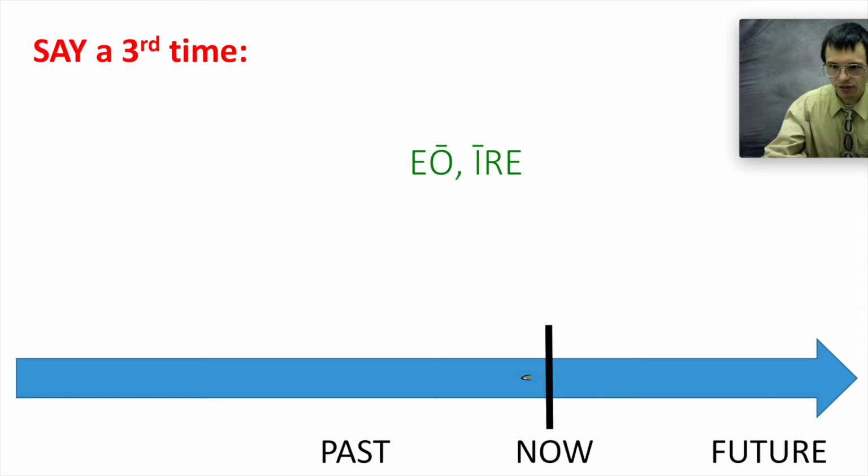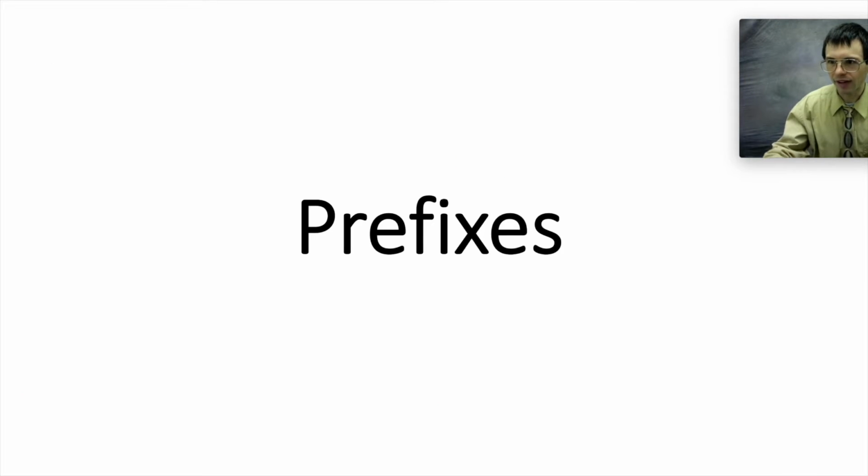And say it a third time. Ready, go. And then a fourth time without looking. Ready, go. Hopefully you said eo, is, it, imus, itis, eunt.